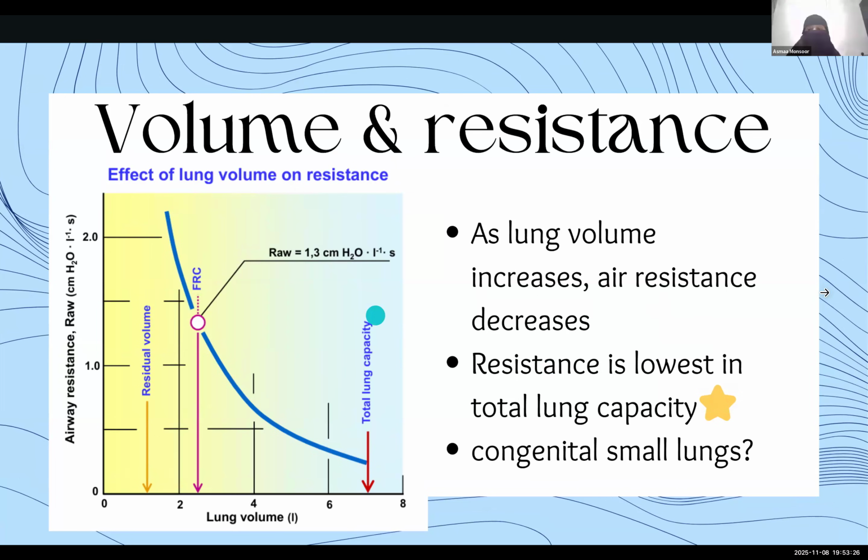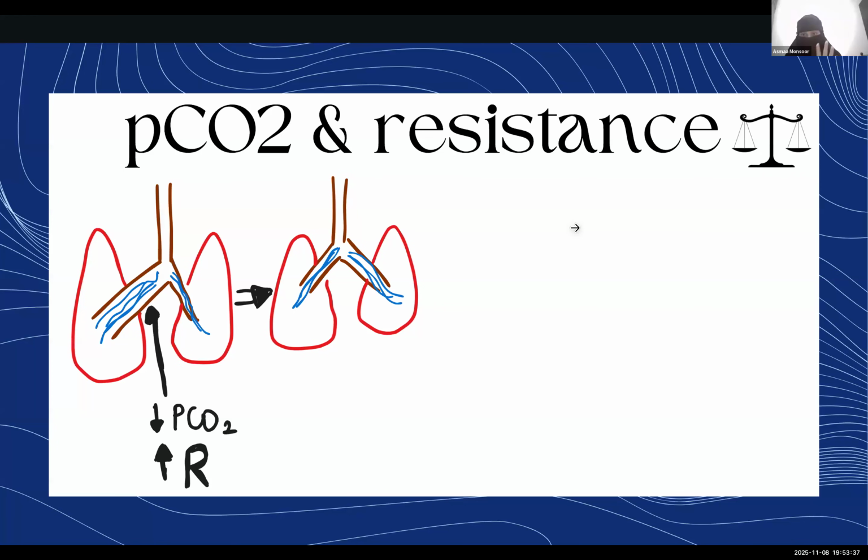Now coming to the last part of the first lecture, which is PCO2 and the resistance. As I mentioned before, we had factors. The first factor was radius, which was the important factor. The second factor was volume, and the third factor is the amount of carbon dioxide in the air.